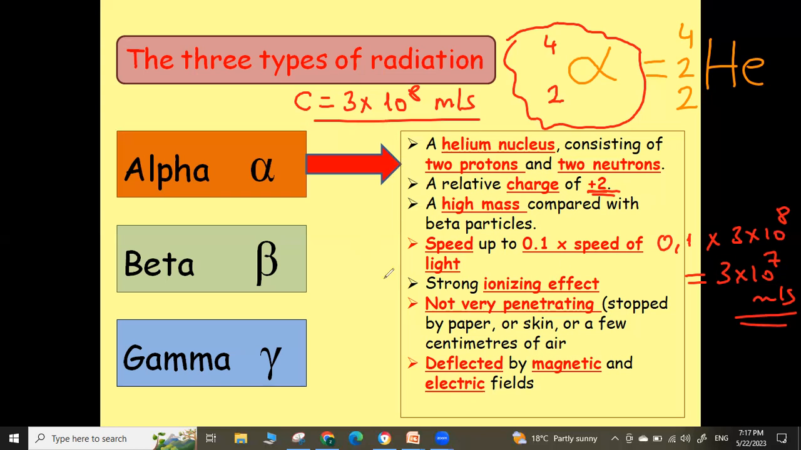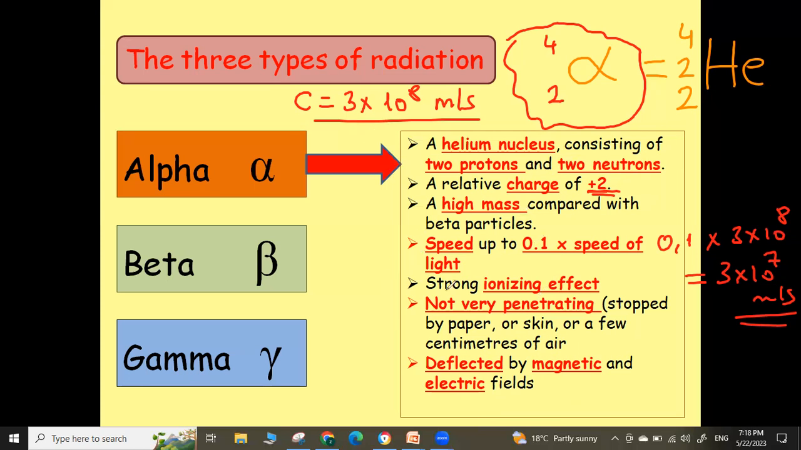The next property of alpha particles: not very penetrating. They are stopped by paper, skin, or a few centimeters of air. So they are not able to penetrate through materials; they can be easily stopped by paper. And the next one is deflected by magnetic and electric fields. Because it has a relative charge of +2, meaning positively charged, they can be deflected in magnetic fields and electric fields. And we will see how they are deflected in these fields.